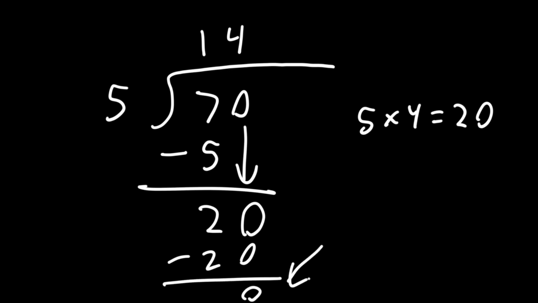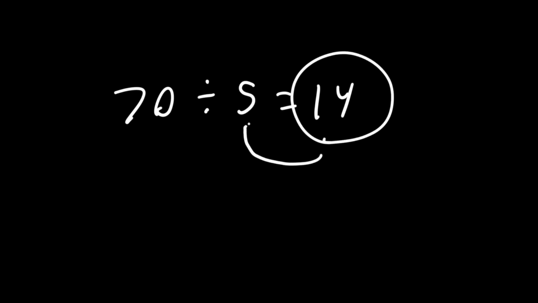Once this number at the bottom equals 0, we're done. So that means the number on top here is your answer. So that means 70 divided by 5 equals 14. And if you don't believe me, you can take this number and multiply it with this number, and then you should get this number. Now let's try another problem.